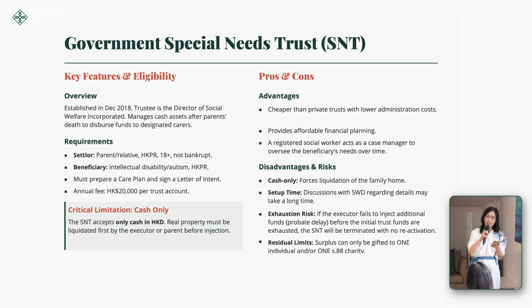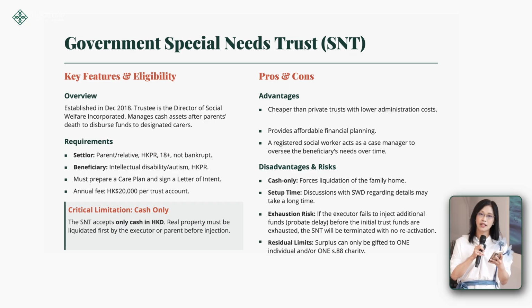So the eligibility requirements are set out clearly in the guidelines. The settlor must be the parents or relatives. It must be a Hong Kong permanent resident aged 18 or above and not an undischarged bankrupt. For the beneficiary, they must have an intellectual disability, for example, Down syndrome or mental disorder or autism, and must be a Hong Kong permanent resident ordinarily residing here. You must also prepare a care plan and sign a letter of intent. And there is an annual fee of $20,000 per trust account.